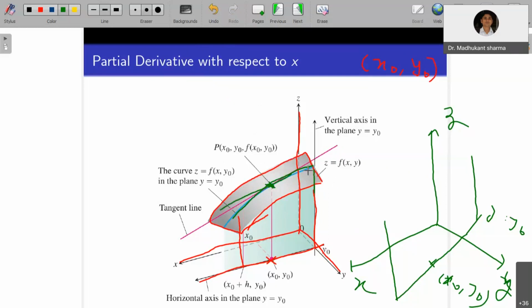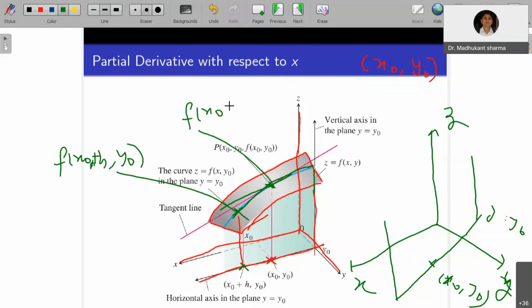To get that tangent, you take an increment in the x direction: x naught plus h, comma y naught. That point is f of x naught plus h comma y naught, and this is the point f of x naught comma y naught. Take the difference, divide by h, and apply the limit. That is how this tangent is obtained, and this identifies the partial derivative with respect to x at the point.